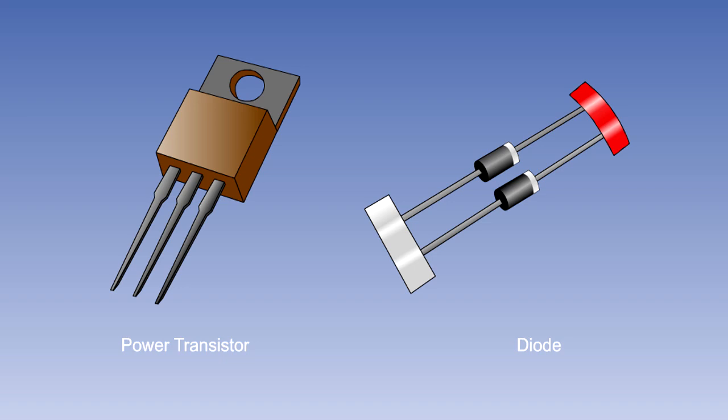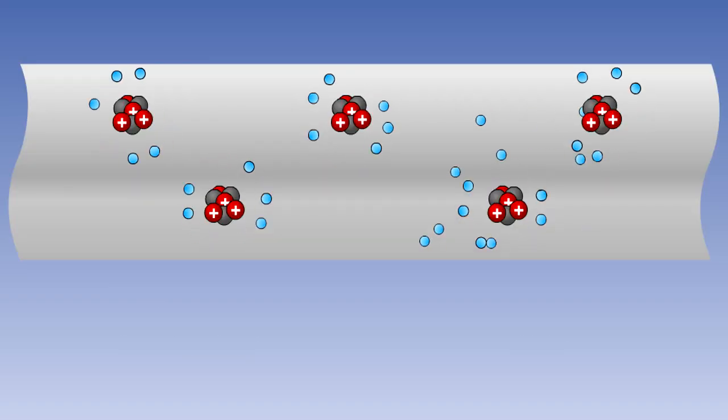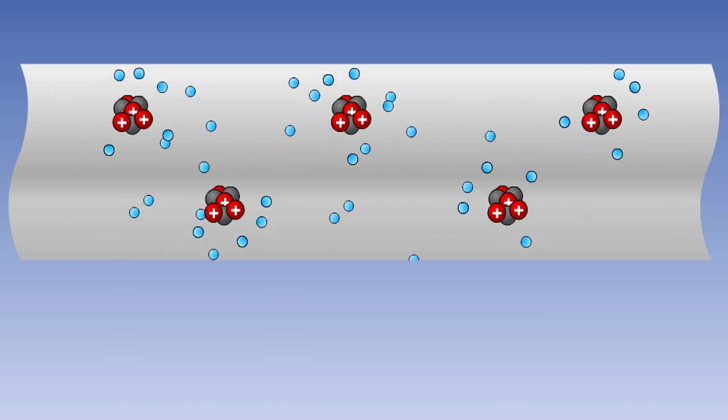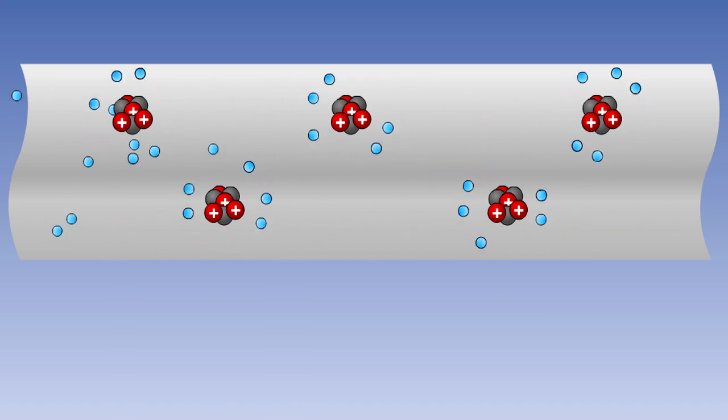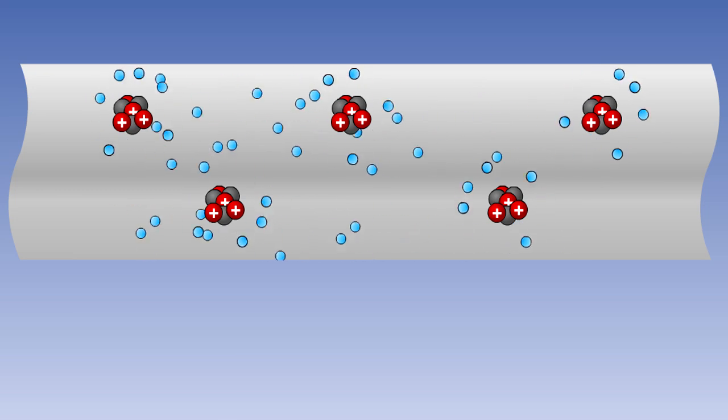In this lesson, we will look at what a semiconductor is, and at the makeup and operation of diodes and transistors. We will begin the lesson by reviewing the atomic construction of conductors and insulators.